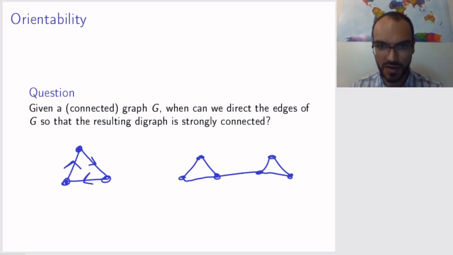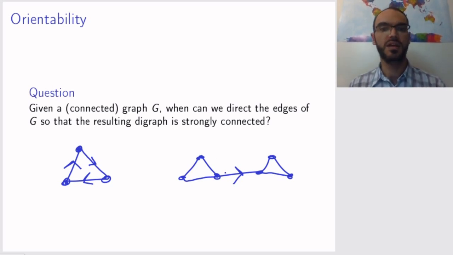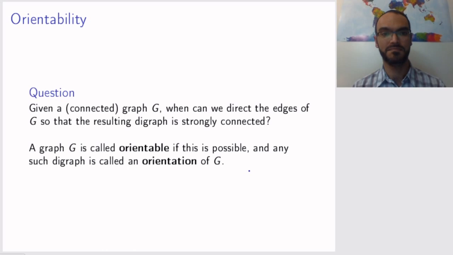If I make this bridge one way from left to right, nobody who lives here will be able to drive here. If I make it one way the other way around, I will have the opposite problem. So I have to orient this bridge in some way, and whichever way I do it will prevent the digraph from being strongly connected. So this is something that is not always the case, and therefore it's interesting to study.